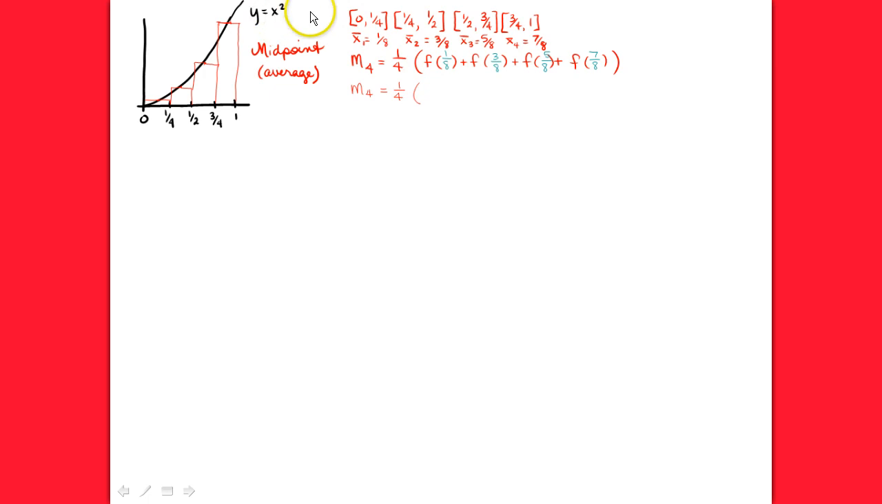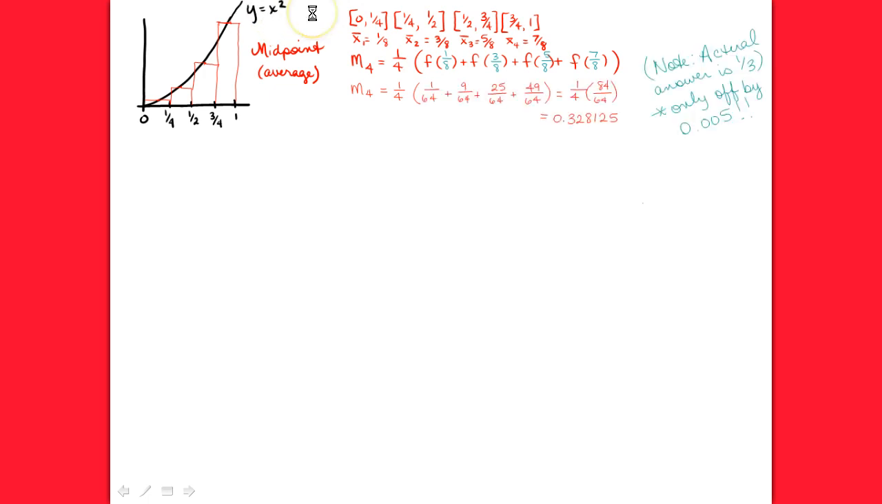All right, so if I plug those in, like if I take 1/8 and I plug it into this function, 1/8 squared is going to give me 1/64. 3/8 squared, 9/64. 5/8 squared, 25/64. 7/8 squared, 49/64. I can find the sum of those, multiply it by 1/4, and I've got the approximate area under the curve.